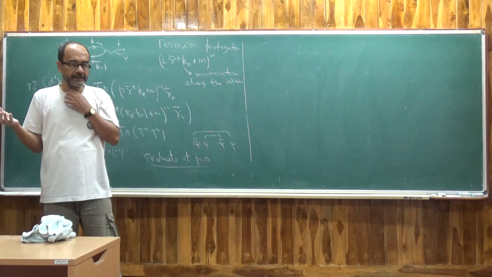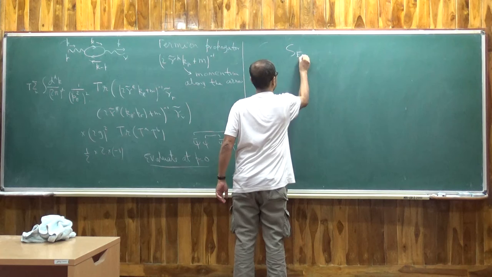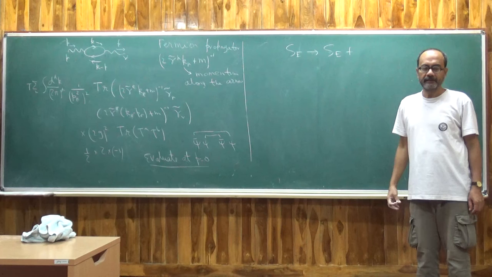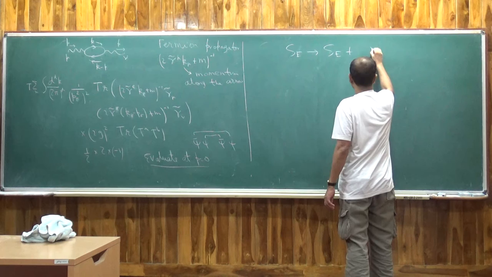So if A gets shifted by A plus a mass term for the gauge field, what will be the answer for the mass term for the gauge field? Yes? M squared, mu mu. Give me all the factors and all. M squared, let me write. M squared, mu mu.